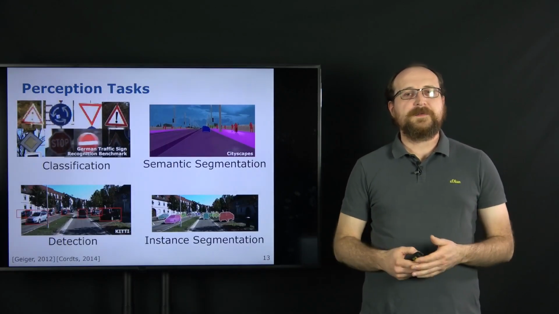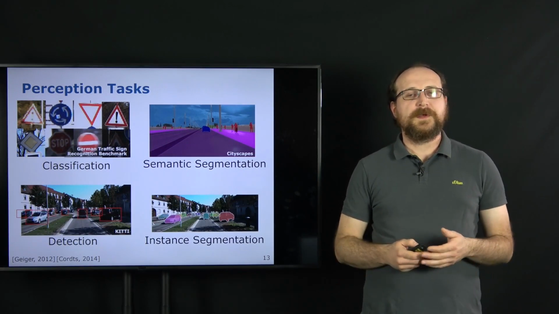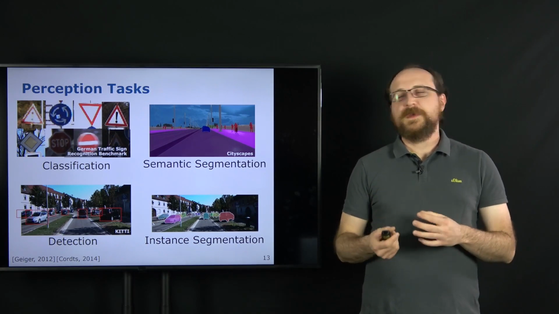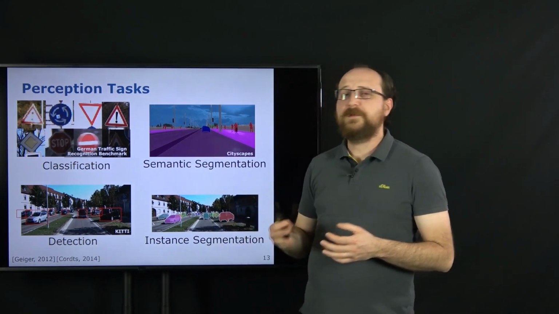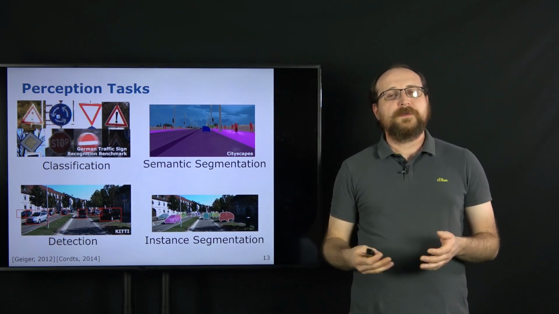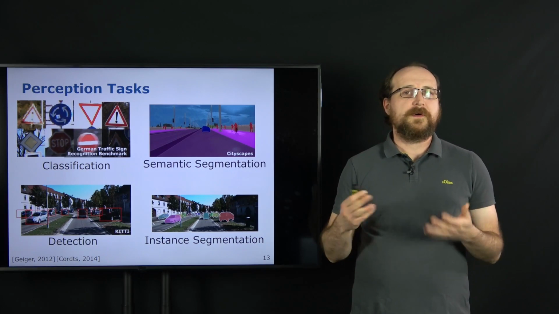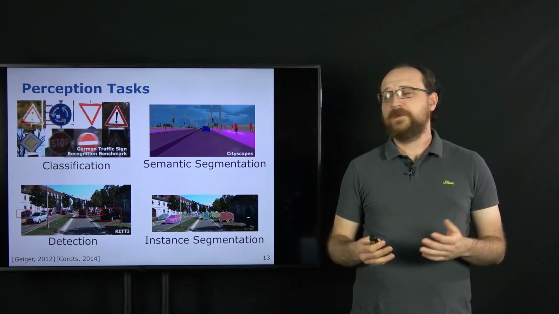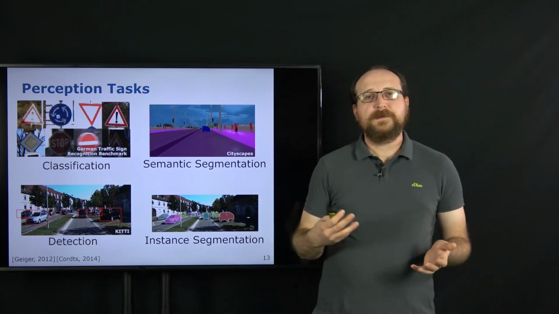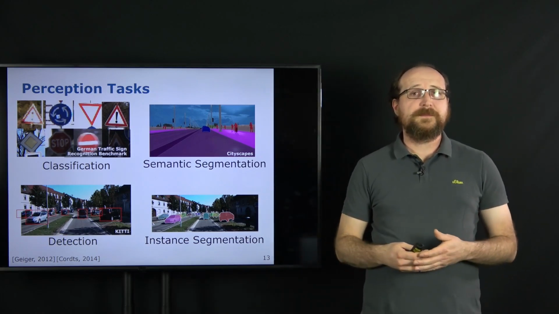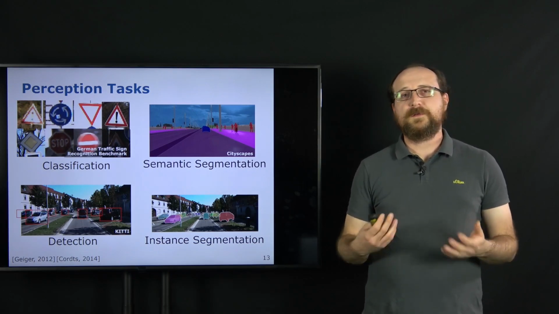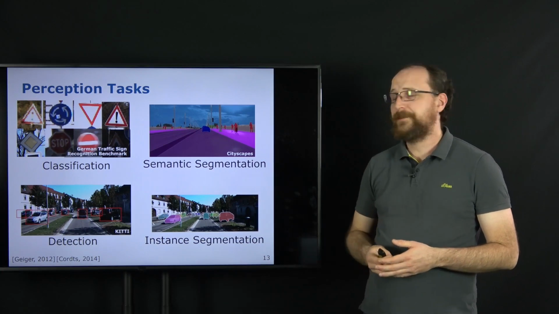Common perception tasks are, for instance, classification, where we want to classify images, here shown for traffic signs, into different classes. But apart from this, we are also interested in getting the location of objects in the surroundings, and for this we are talking about detection. Another task that I already touched on in the beginning is the pixel-wise classification of information in an image, and this is the so-called semantic segmentation.